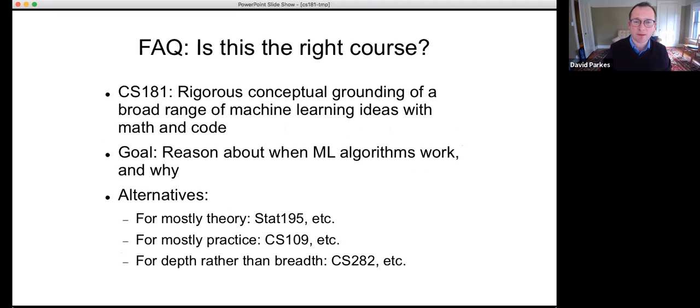You might be wondering if this is the right course. If you're looking for rigorous conceptual grounding, we've been showing you fun things and we'll keep doing that, but we're also going to give you a rigorous conceptual grounding in the foundations of machine learning techniques and how they work and when they don't work. And if you're looking to get an understanding of that, this is a good course.